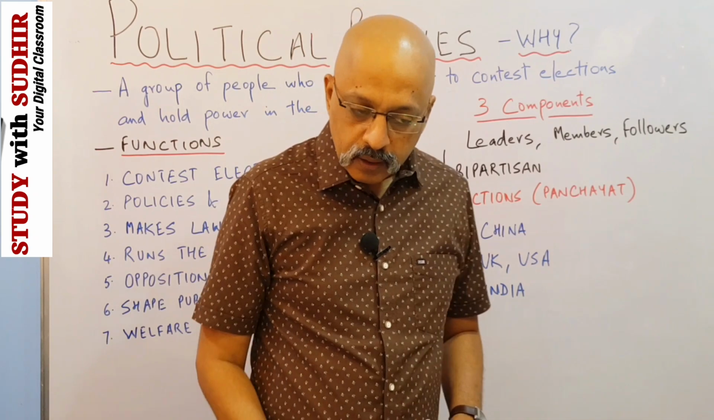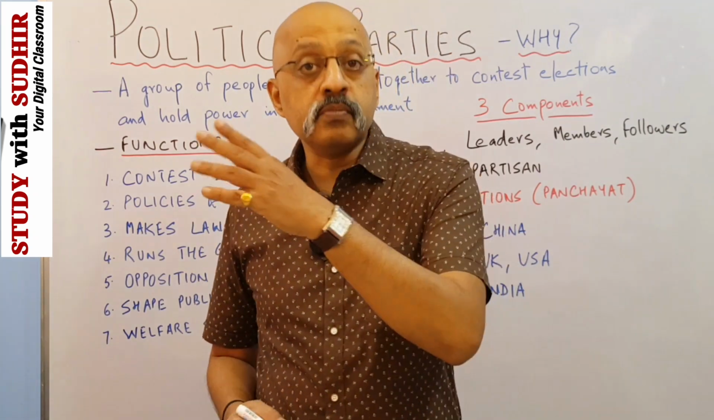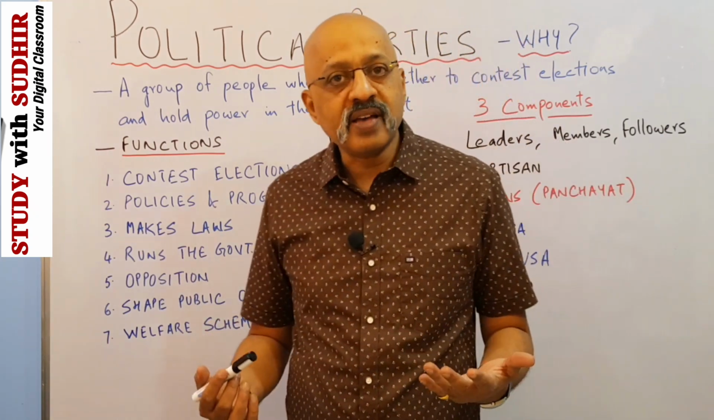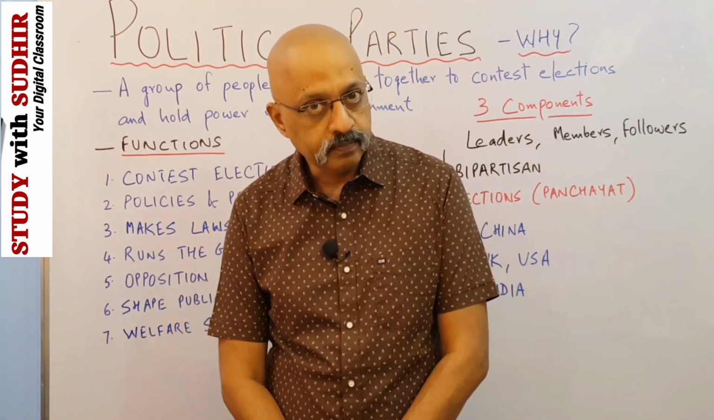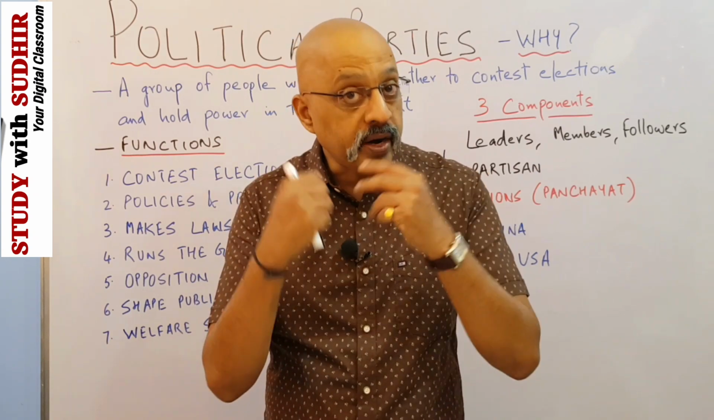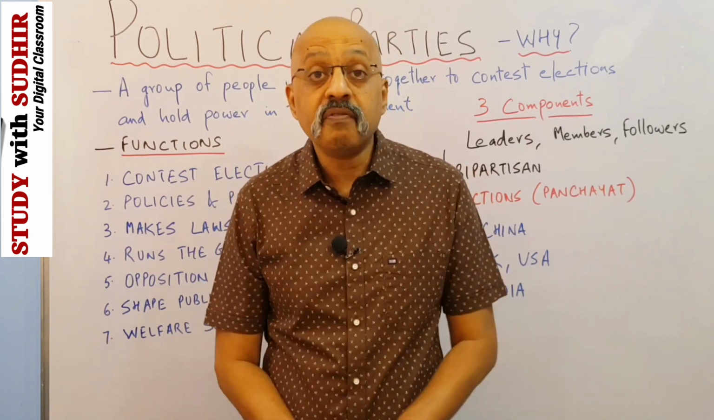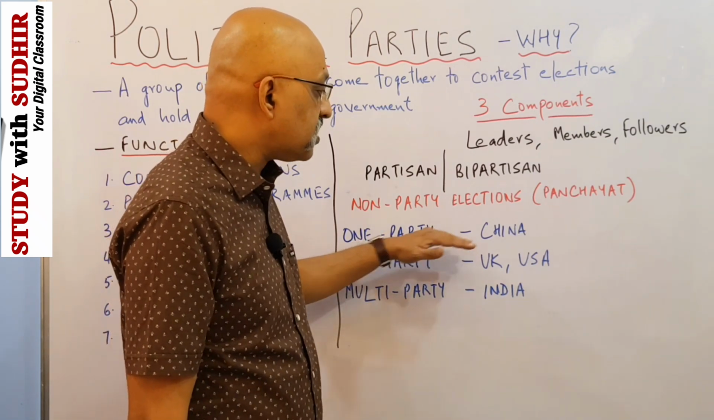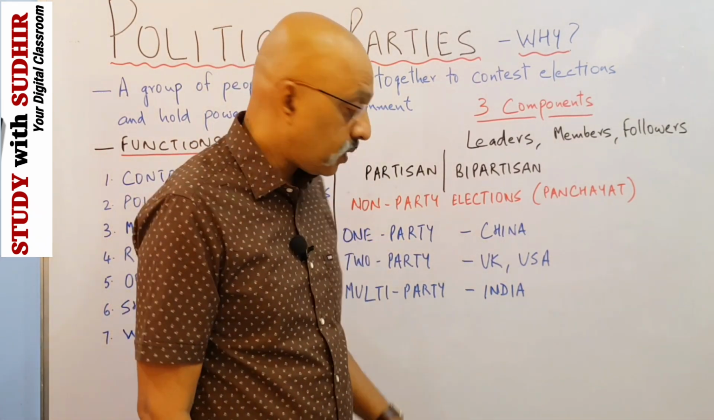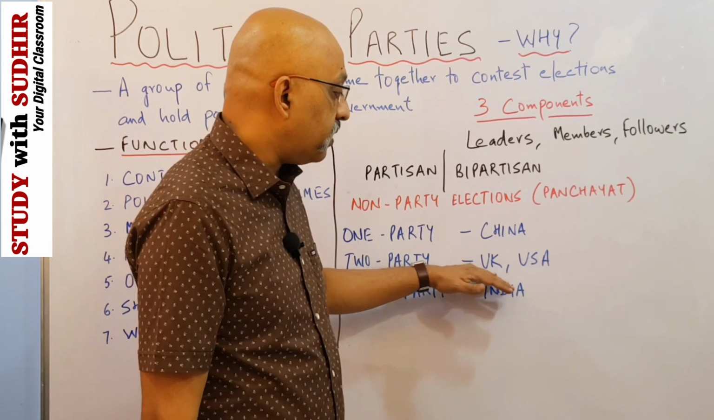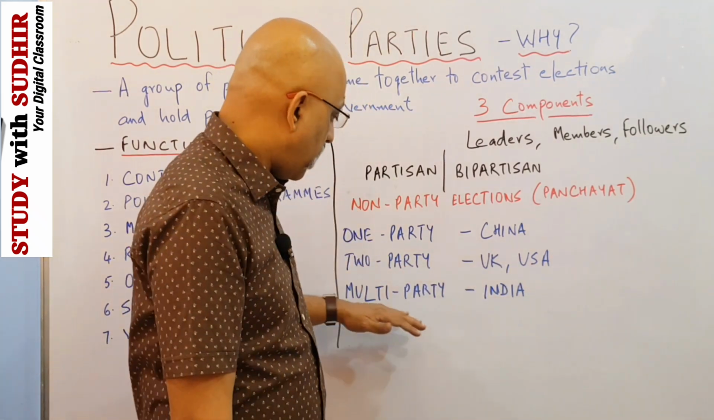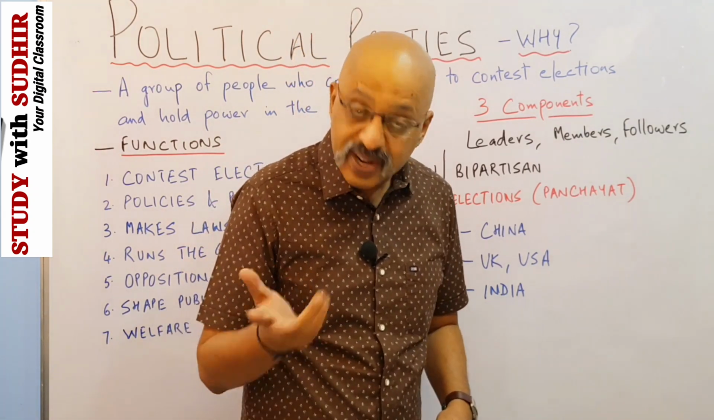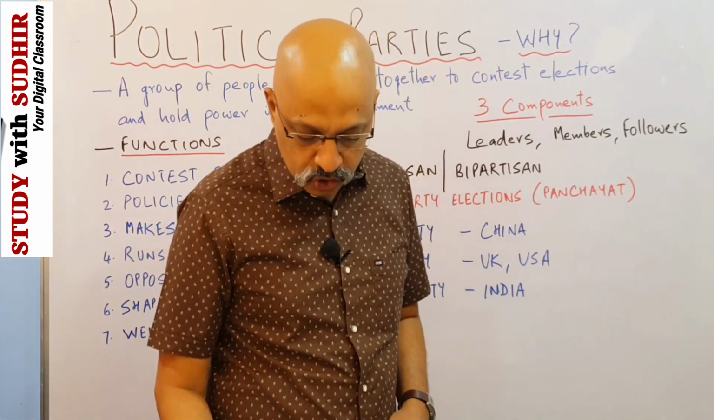Now, let's come to different forms of representative democracy, and by that I mean some countries have a one-party rule, some countries have a two-party system, some countries have a multi-party system, and that's what I have written out here. A one-party system is followed by a country like China, a two-party system is followed by countries like UK and USA, and a multi-party system is followed by countries like India, right? Now, what is the difference between these?